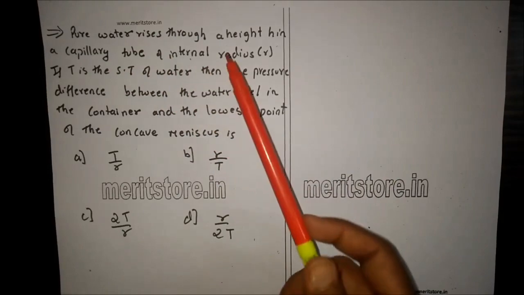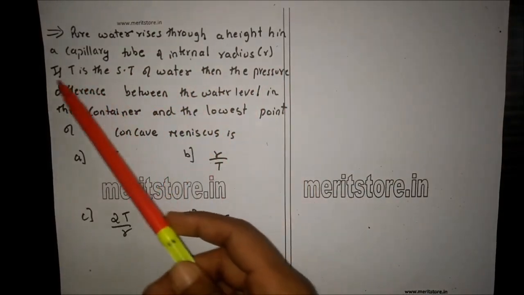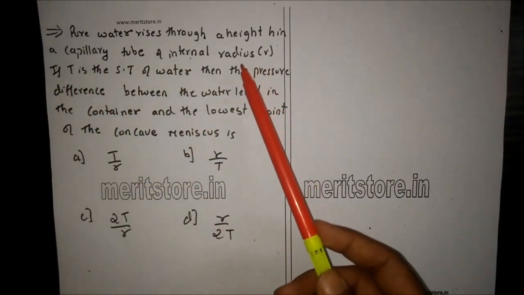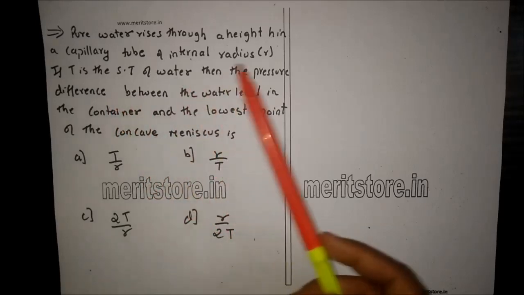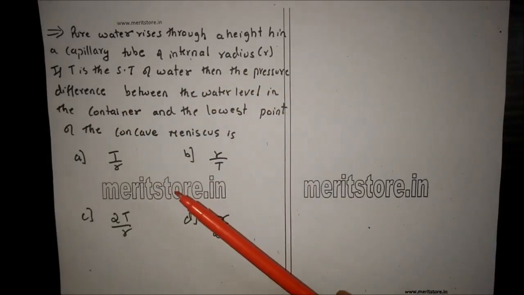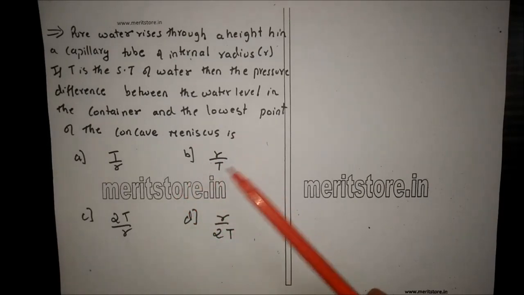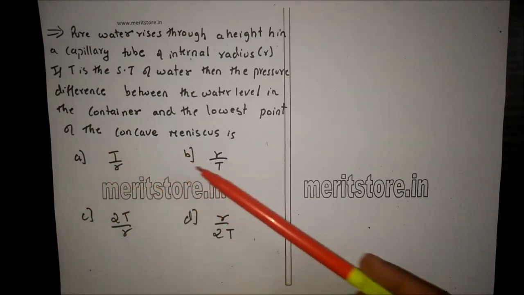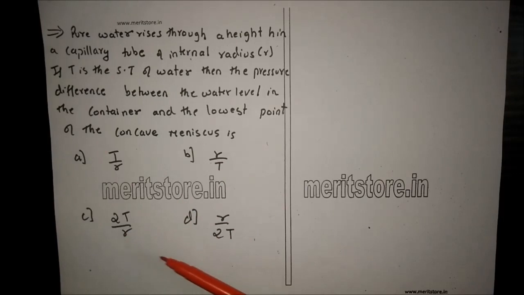Pure water rises through a height h in a capillary tube of internal radius r. If T is the surface tension of water, then the pressure difference between the water level in the container and the lowest point of the concave meniscus is either T upon R, R upon T, 2T upon R, or R upon 2T.